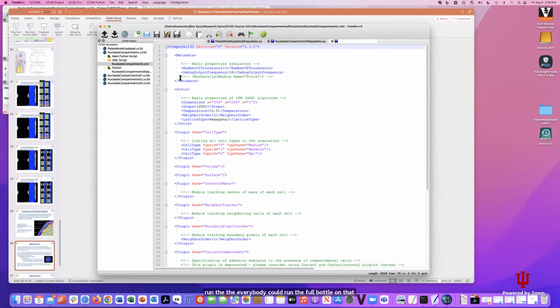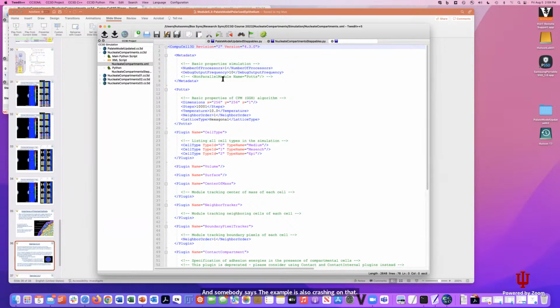And I think, maybe just a show of hands, how many people are able to get the nucleate compartments simulation to run? I'm running local. If people have a local install, then they can run it local. And somebody says the example is also crashing on NanoHub.